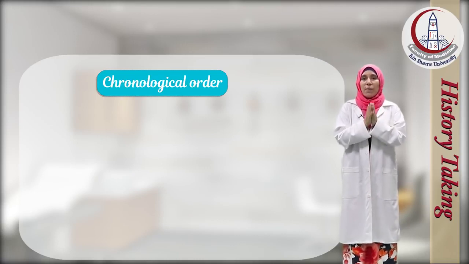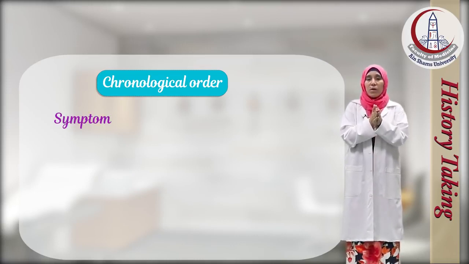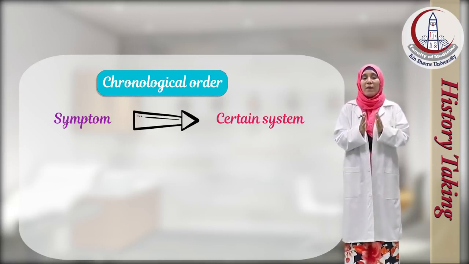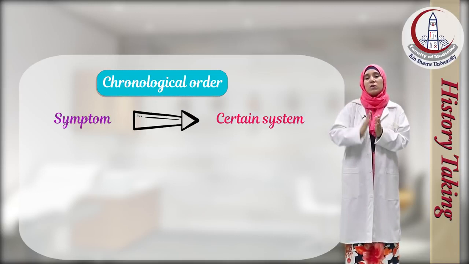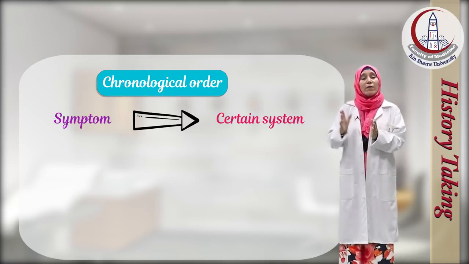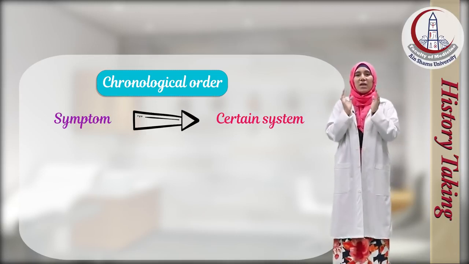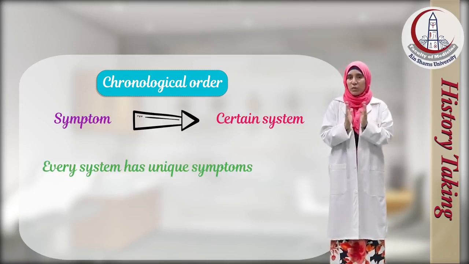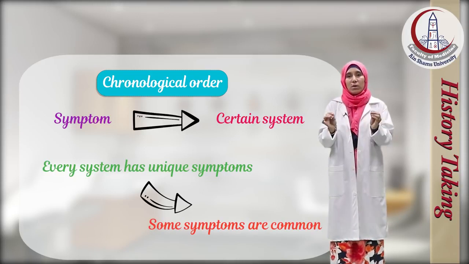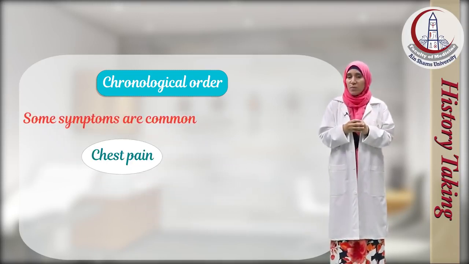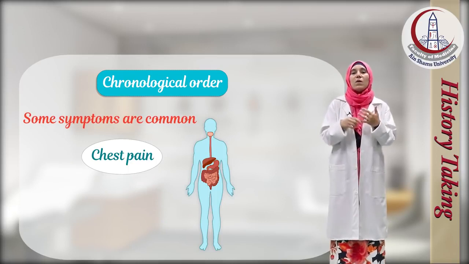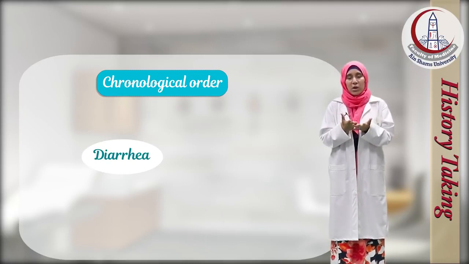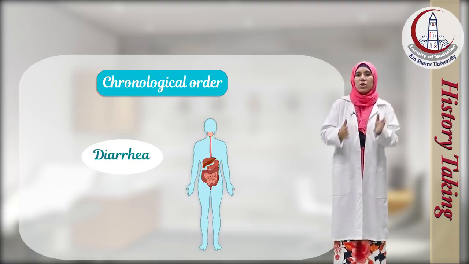When you ask your patient about a symptom, this symptom will guide you to a certain system. For example, you have the gastroenterology system, the cardiological system, the respiratory system, the rheumatology system. Every system has its unique symptoms or unique questions to add about symptoms. Some symptoms are common, like chest pain. Chest pain can be in a gastroenterology sheet, a respiratory sheet, or a cardiological sheet. But diarrhea, you'll only find in a gastroenterology sheet.